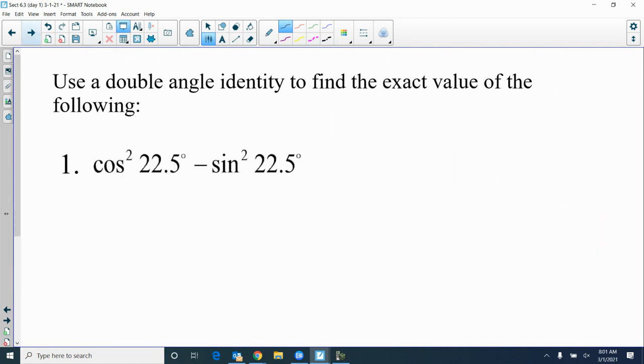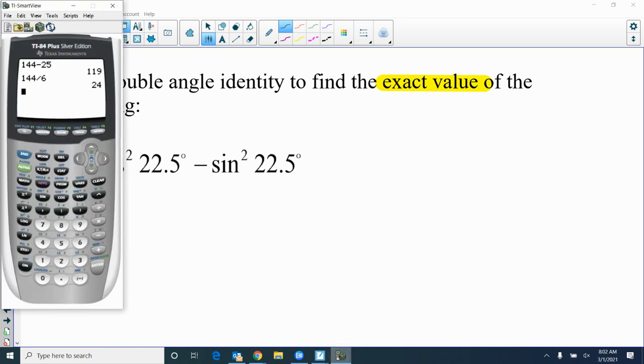Now, there's something else that we come across in double angle identities: find the exact value. Anytime you see the words exact value, you can't just type it into your calculator and write a decimal down. You've got to come up with another way. Cosine squared of 22.5 degrees minus sine squared of 22.5. Yeah, you can get an answer on your calculator, but that's not what we want.